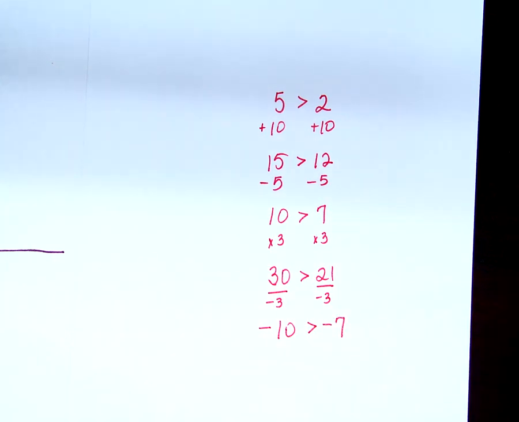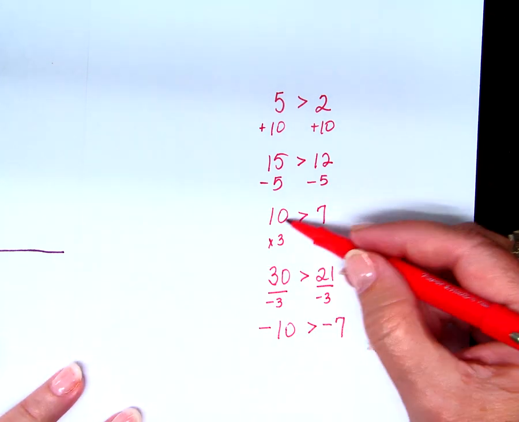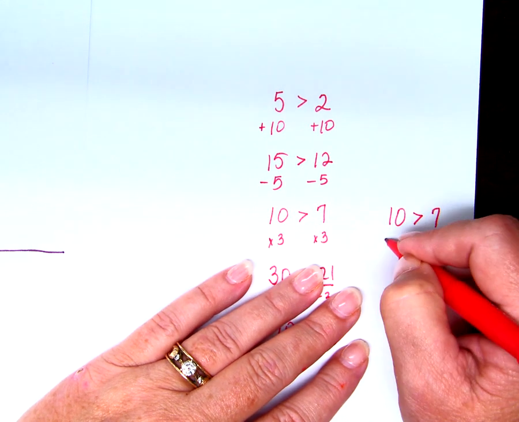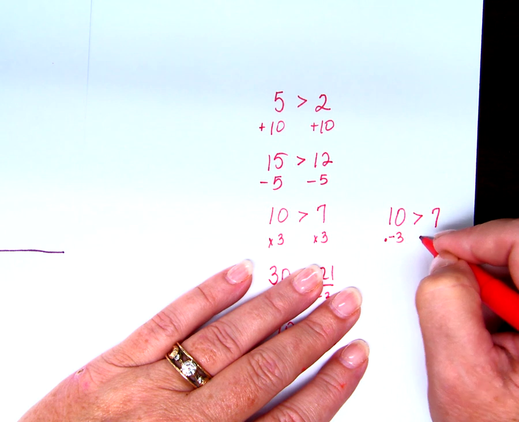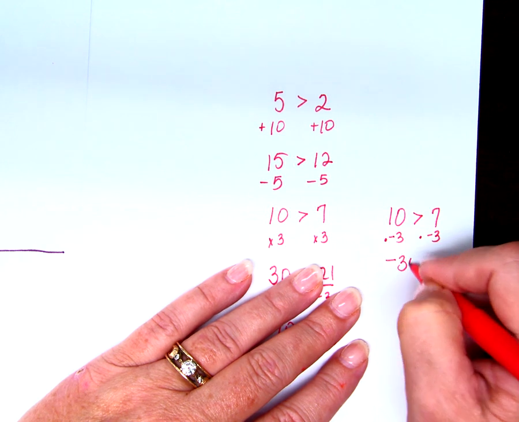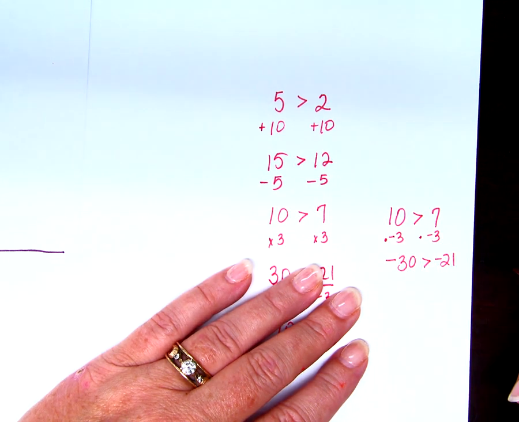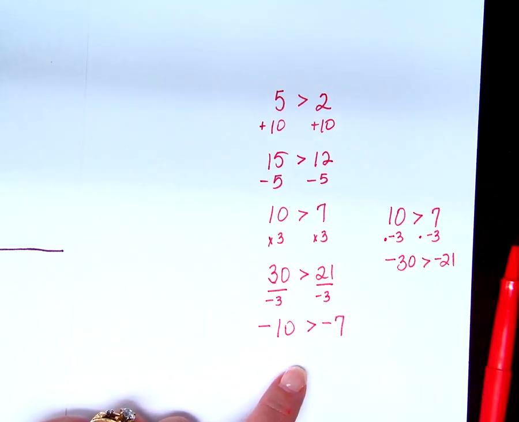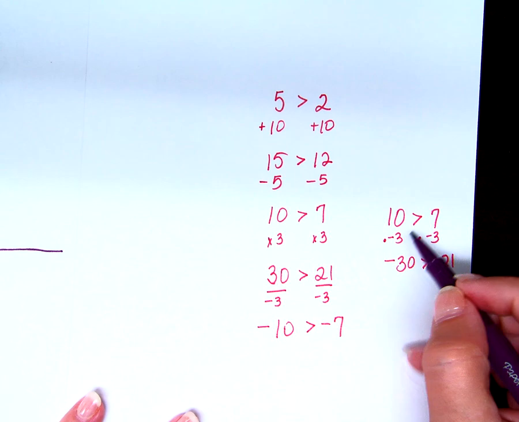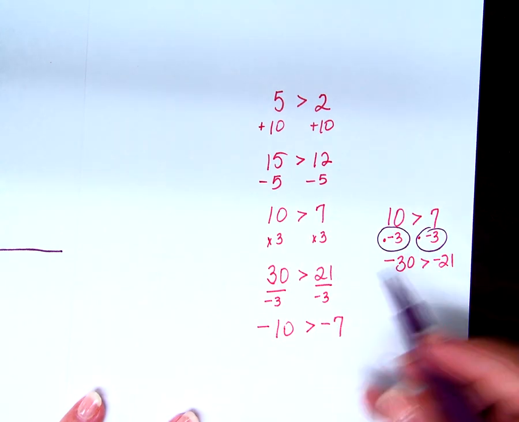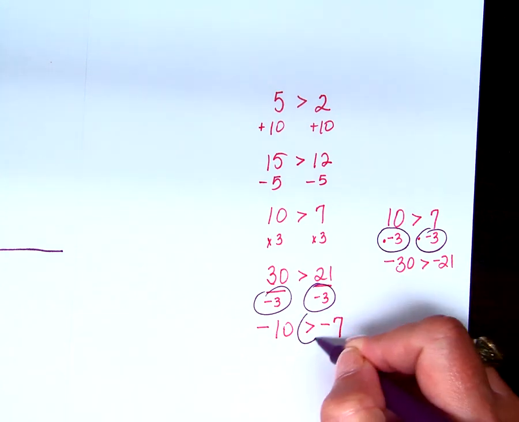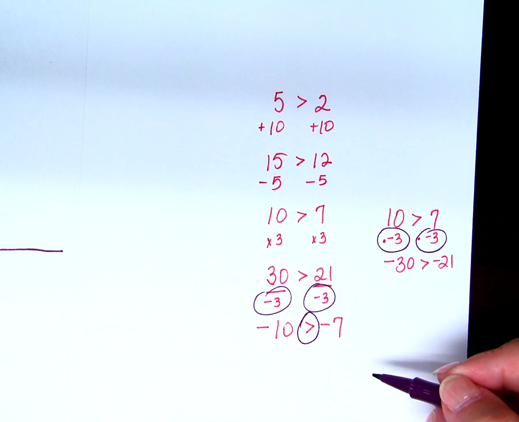No, it's not. Okay? If I would have multiplied both sides by a negative 3, so if I had 10 is greater than 7, and I multiplied both sides by a negative 3, is negative 30 greater than negative 21? No. So what do we have to be careful of? Negatives, right? If I multiply by a negative number, or I divide by a negative number, what do I have to do? To make it a true statement, what do I have to do? I have to flip the inequality sign.